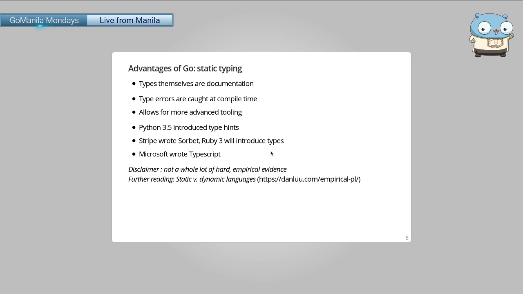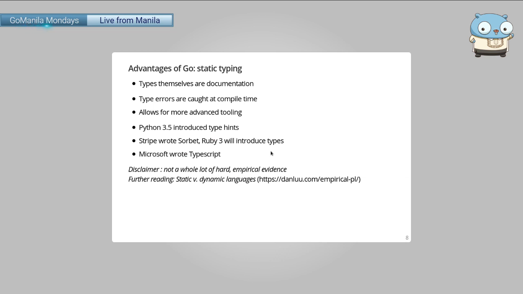That reduces the amount of unit tests you have to write, so you won't have to check whether the first parameter passed is a string and the second is an integer, because the compiler will do that for you. And static typing allows for more advanced tooling.